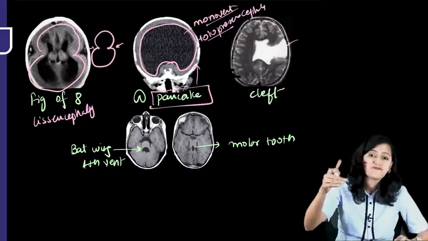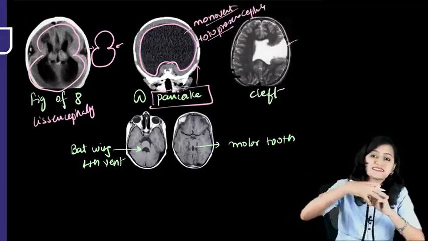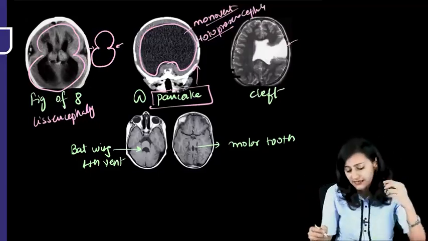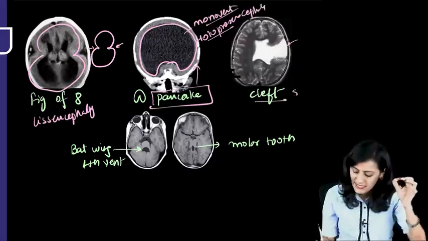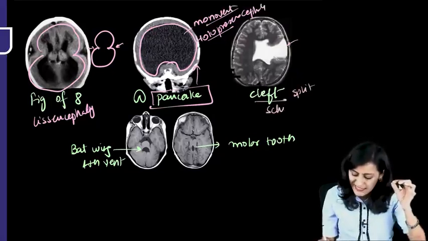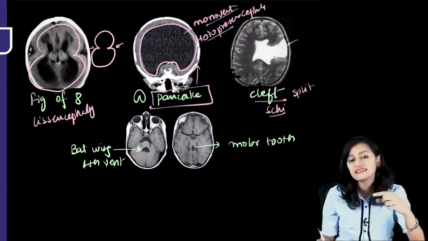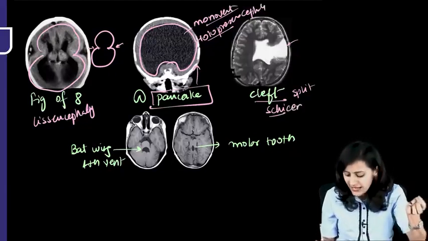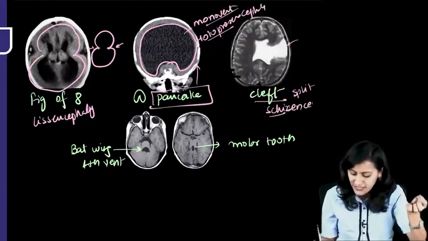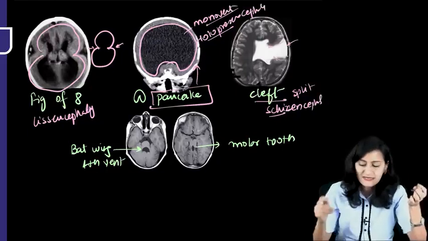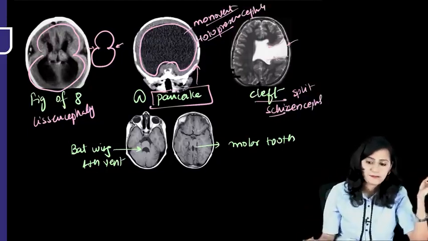When you have a cleft in the brain, which might or might not contain CSF, remember that a cleft is basically a split, and split is schizo, like ski is split. So this is called schizencephaly, the split containing CSF.